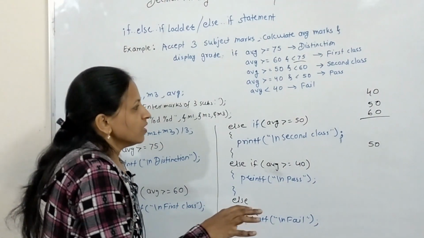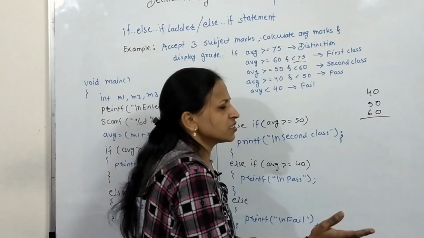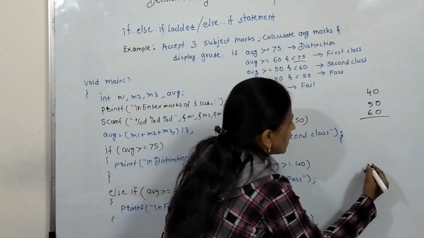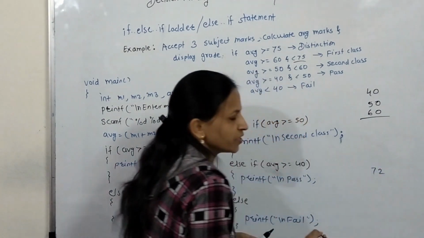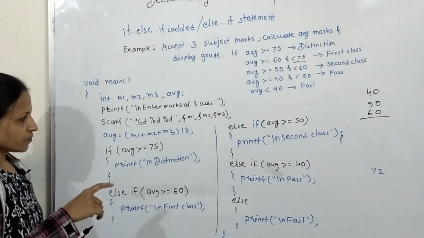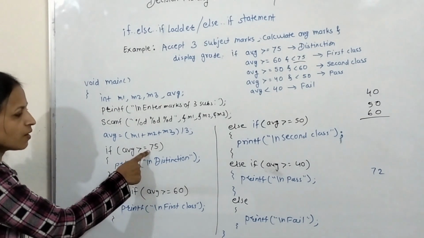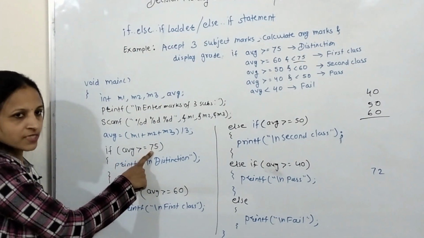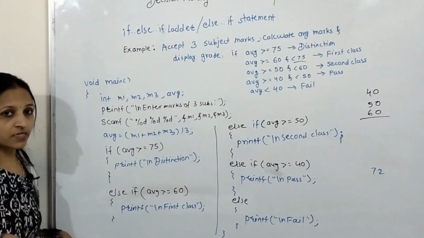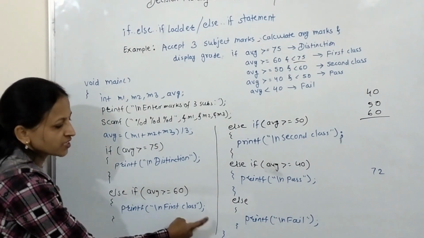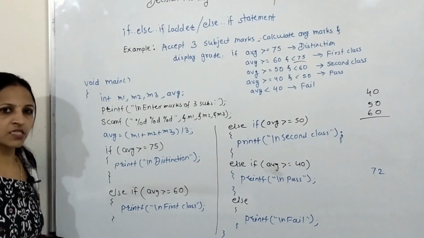Now see, suppose consider the average marks are like 70. If average marks are 70, what will happen here? This condition will become false initially. It will come here. Now it is greater than or equal to 60. It will just display first class, and control will come directly out in this way.